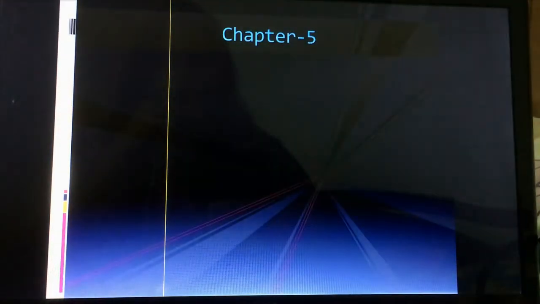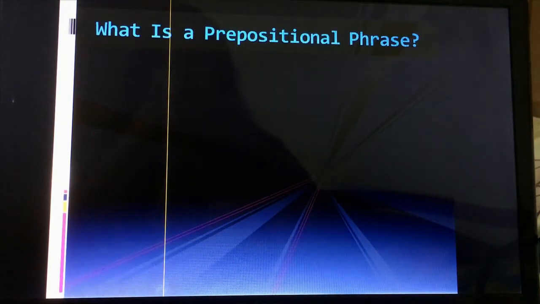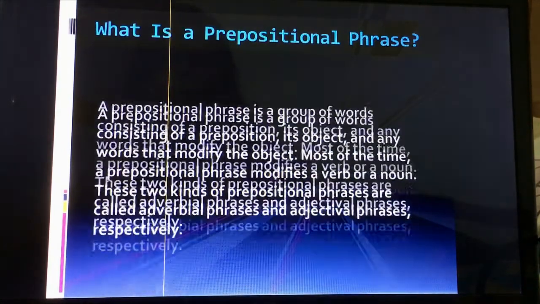As in the previous lesson, we have started chapter 5, which is prepositions and prepositional phrases. We started with the preposition definition and its types. But today we are going to finish the lesson because we have something left over, which is prepositional phrases. So let's see what it is. What is a prepositional phrase?